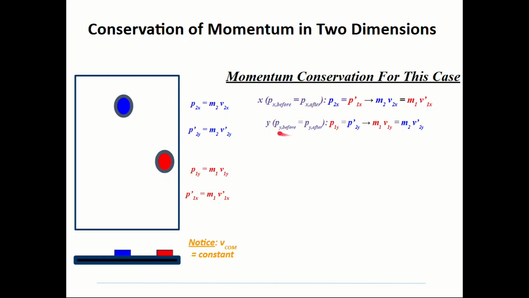So we have y, the before and after are the same in the y direction. And then if we look over here, we'll see that this is going to be equal to this. And thus, we get this equation right here.